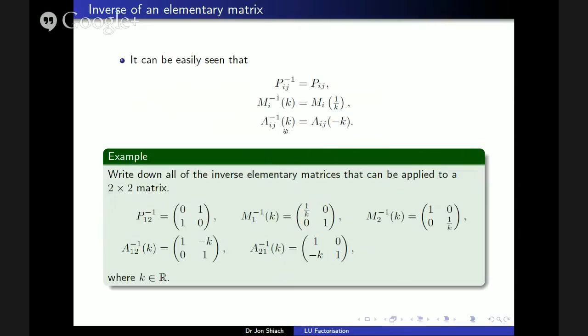And if we added K lots of row J to row I, to undo that, we simply subtract K lots of row J from row I. So the inverse of an elementary matrix is quite simple. For permuting, it's just the same. For multiplying, it's just the reciprocal of K. And for adding, it's just minus K rather than plus K. And those are all the inverse elementary matrices.